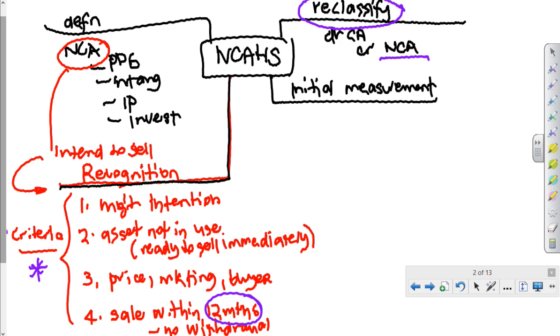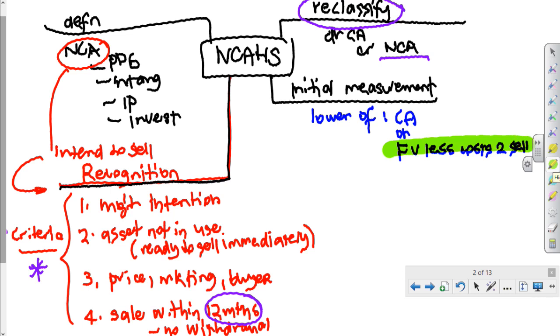Yeah? How does measurement work? Measurement for non-current assets held for sale is at the lower of carrying amount or fair value less costs to sell. And it makes sense, isn't it? Because think of the definition of an asset. It's a resource which you control from which there will be future economic benefits, isn't it? What are the future economic benefits if I'm selling an asset? It's what I'm selling it for, isn't it? These are the future economic benefits if I'm selling the asset. Fair value less costs to sell.